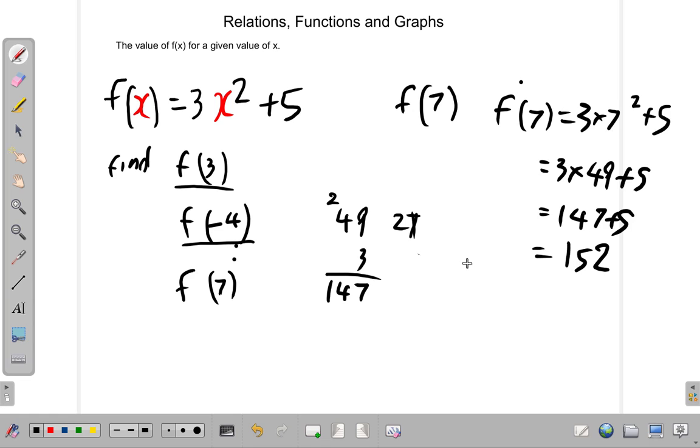Alright? So that's one example when we have to find the value of f of x for a given value of x.